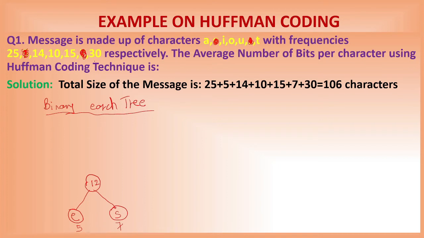Now from the remaining find the minimum. Two minimum we have to find every time. So first minimum is 10 and second minimum is 14. And 10 belongs to O and 14 belongs to I. But here already 12 is there. Okay. So first we'll take only 10. 10 is the frequency of O. So write over here 10.